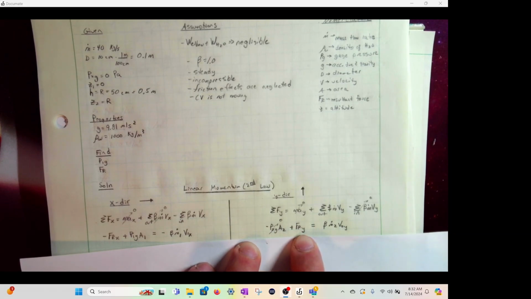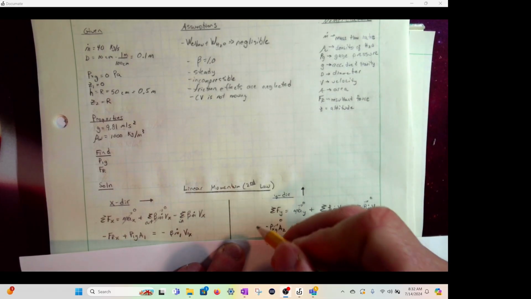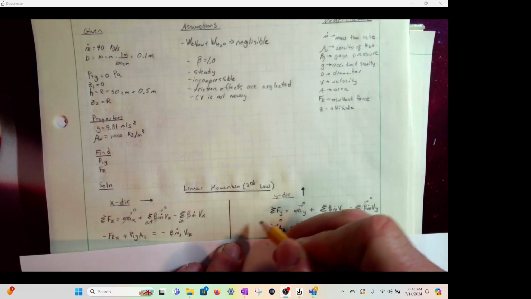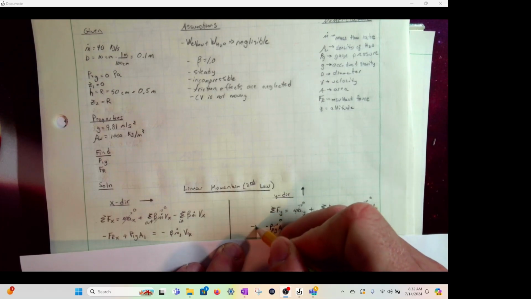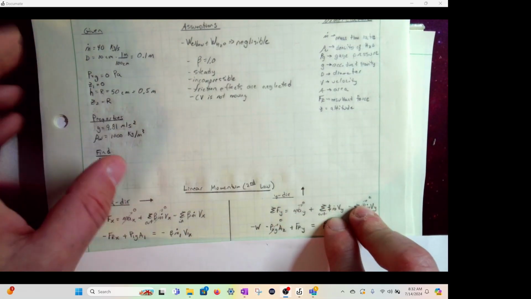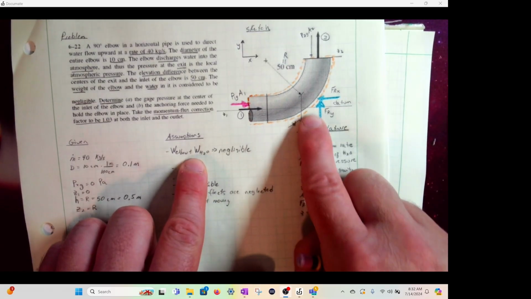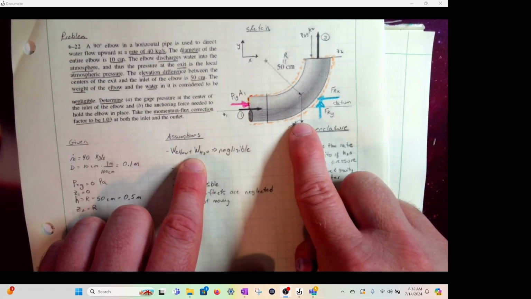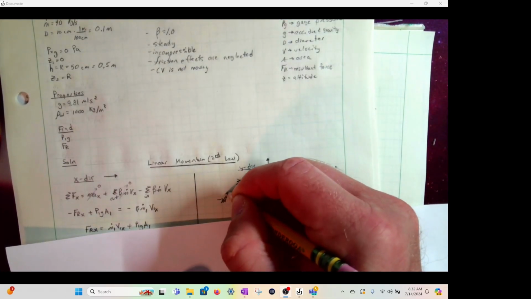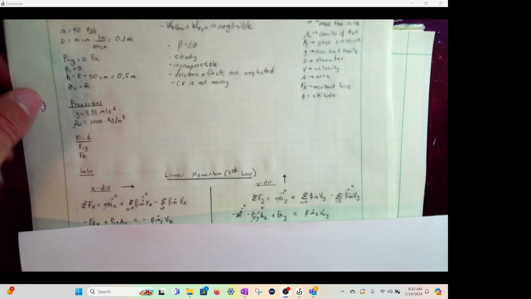So we have the resultant force, beta m dot v2y. We could also, if you wanted to, put minus w here. And that was the weight of the elbow and the water, okay, combined, but we're neglecting that. So that could actually go to 0. Okay.